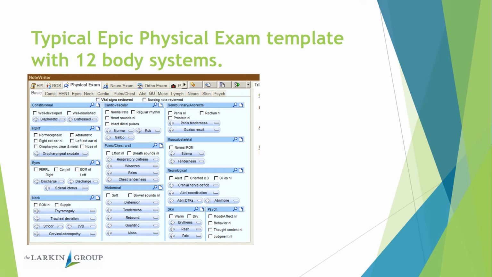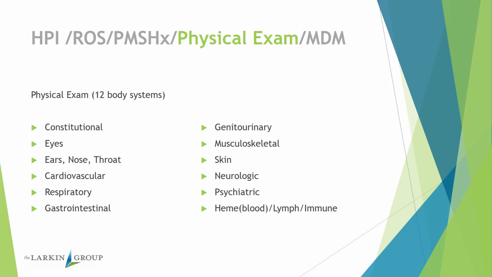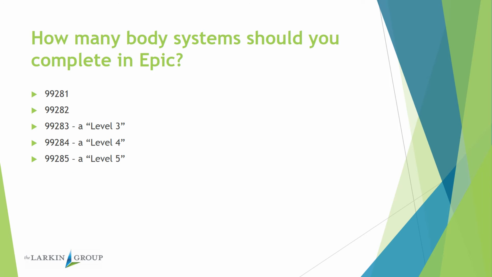A larger view of the Epic template for physical exam shows your physical exam documentation. The number of items you click increases your support of your level of charge. There are 12 body systems that are chartable in Epic, and the number of individual body systems you chart should be sufficient to support your level of care.